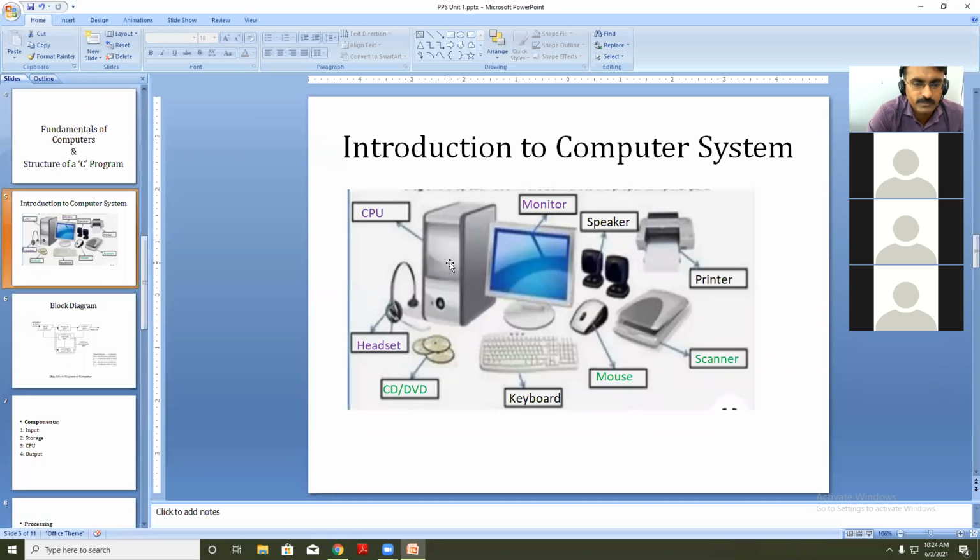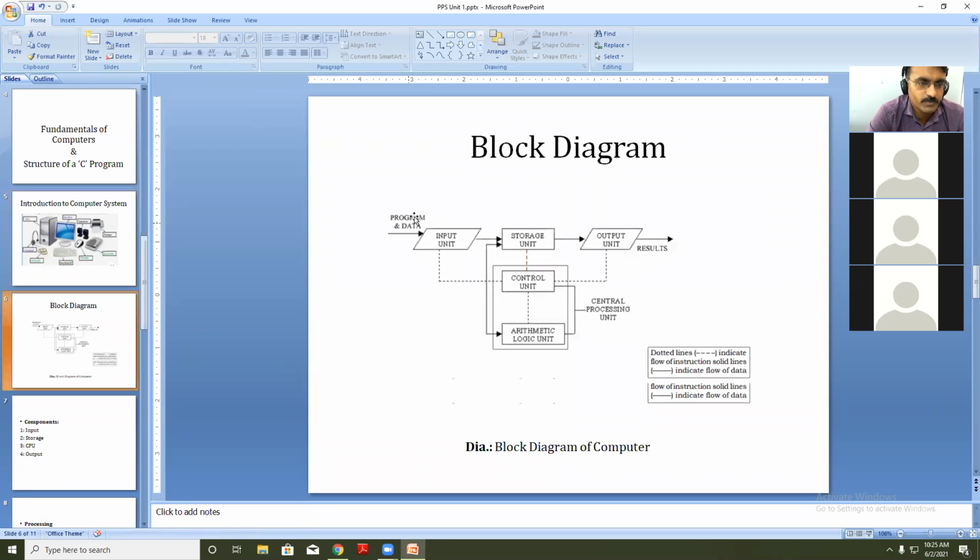Okay, can you list out the output devices? Speaker, printer, monitor, and again CDs or DVDs. You can read the data from CDs or DVDs, and you can write data on CDs and DVDs again. So CD and DVD act as multi-purpose. Okay, so the program or the data is now interacting with the system through the input units.